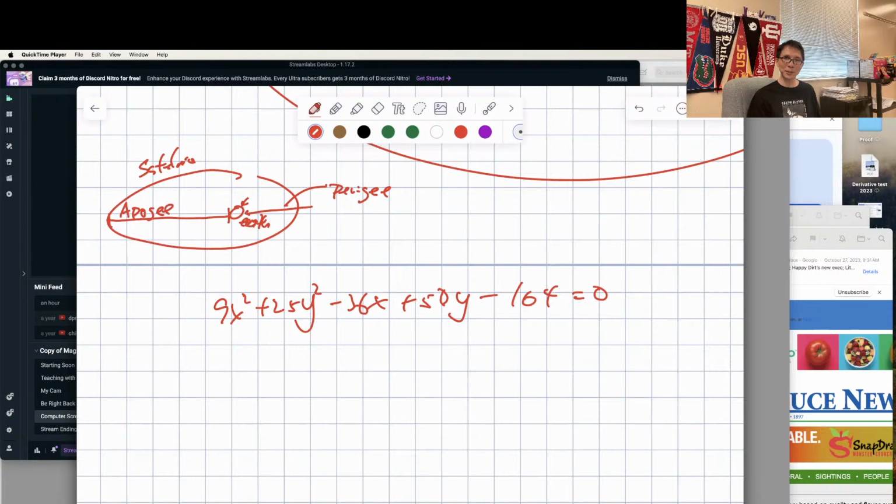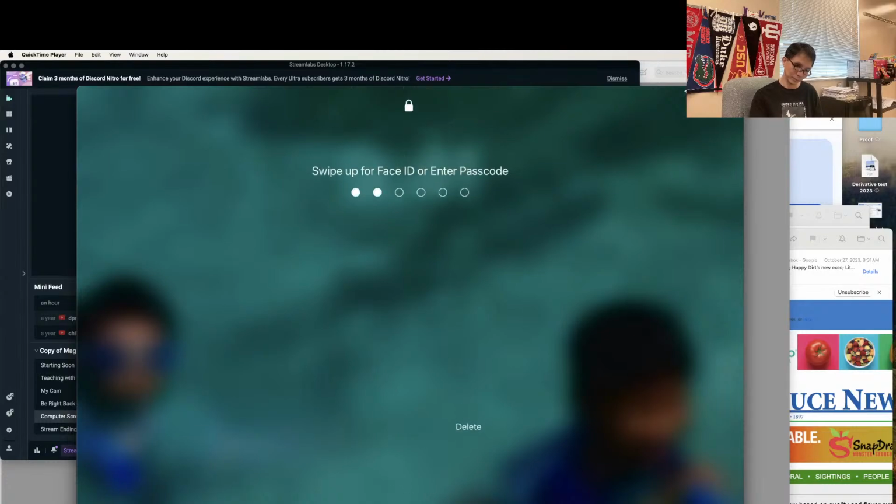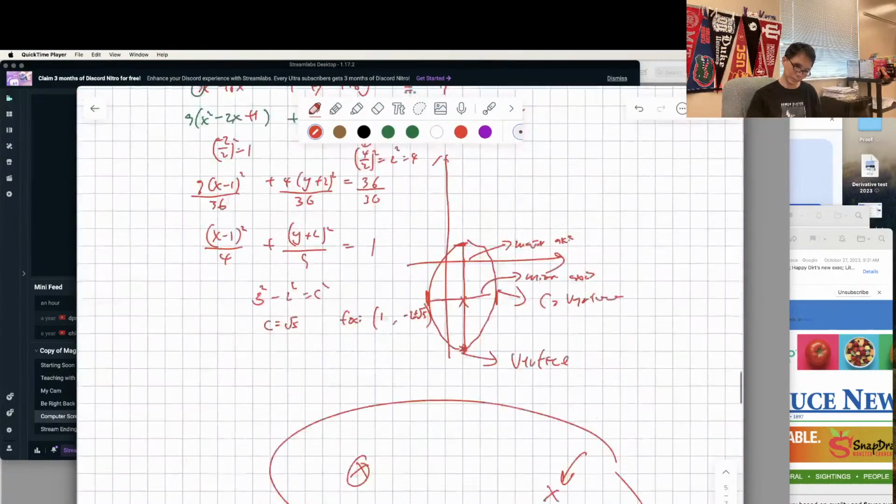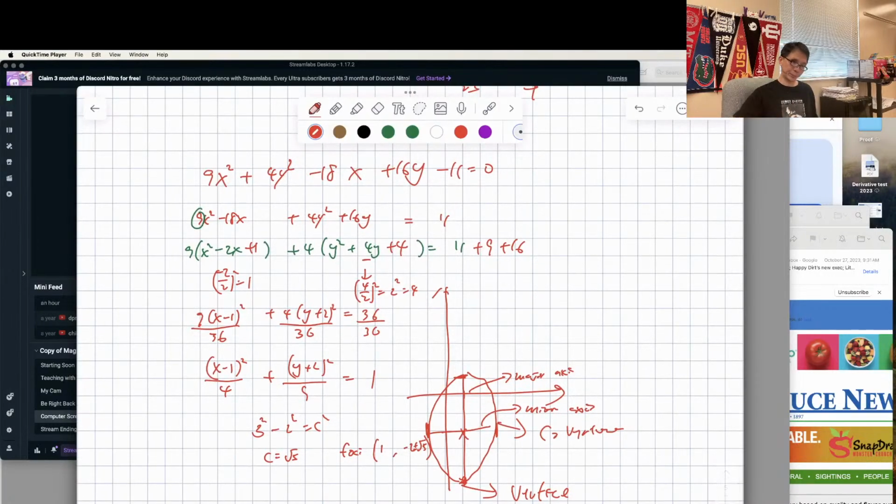It's 9x squared plus 25y squared minus 36x plus 50y minus 164 equals 0. I'm just taking, just go back up to the work. No, what am I doing wrong? Focus, center. That's it. Well, focus and the center, not the focus and then the focus.